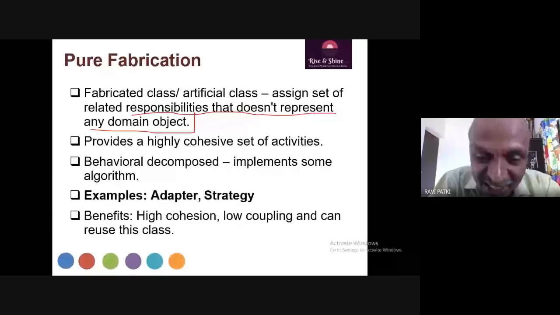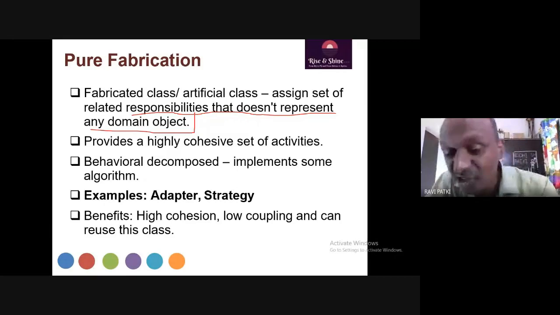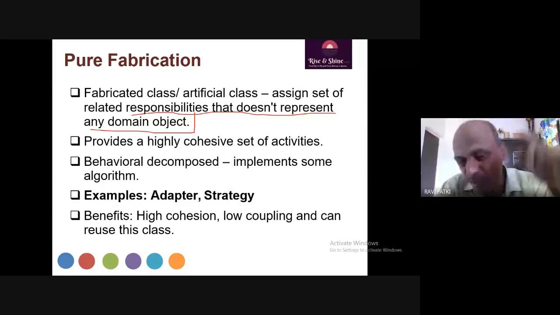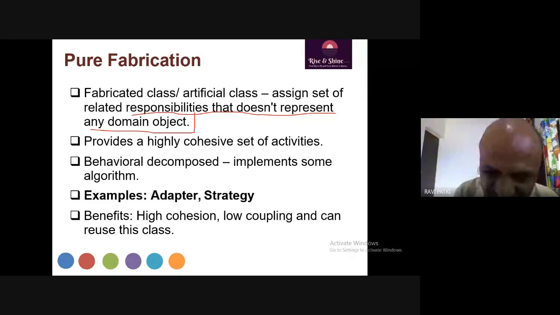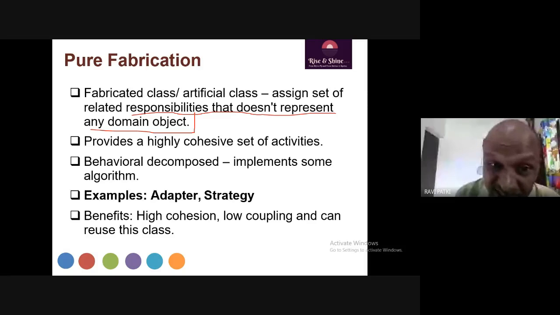So in that case, design some class which handles that responsibility, though that class is not a domain object. Such classes are called fabricated classes. You are fabricating that class. It does not represent a domain class. Whatever the domain in which that software is there, there is no analysis class, no domain class. It provides a high cohesion set of activities. So while assigning these responsibilities, follow cohesion also. While designing a fabricated class, follow cohesion. So pure fabrication is called a secondary GRASP principle.